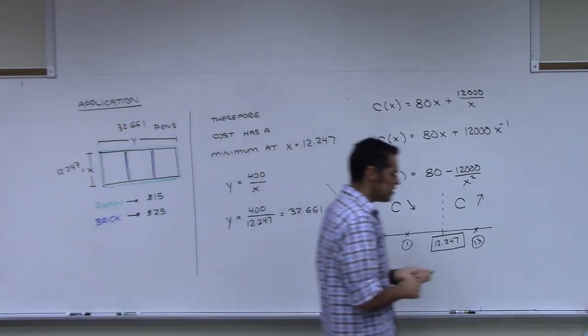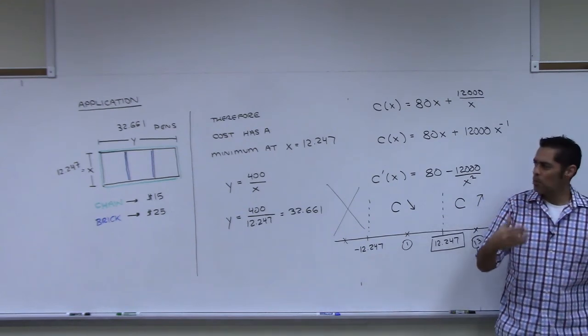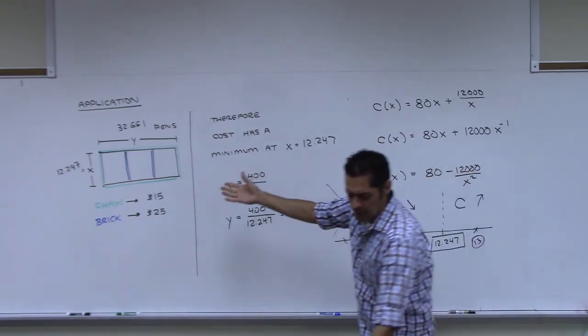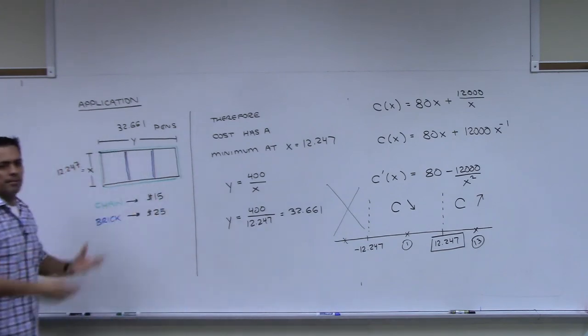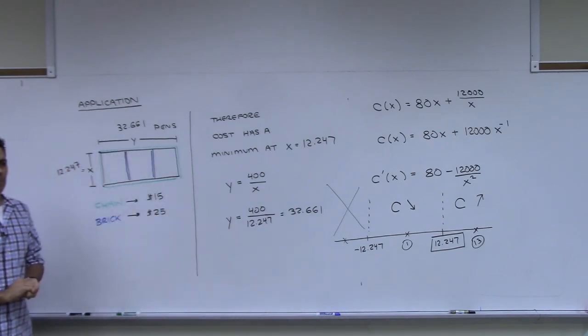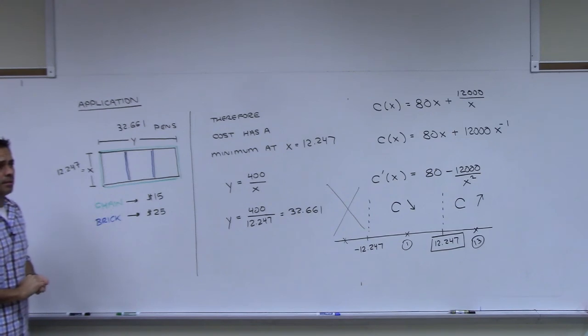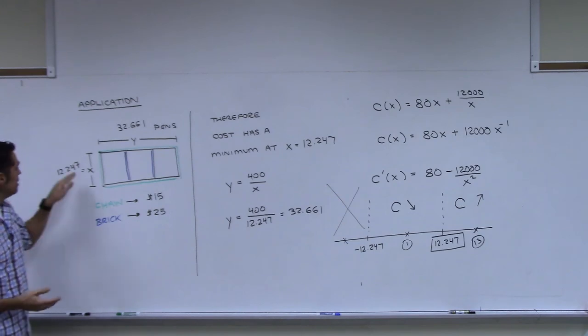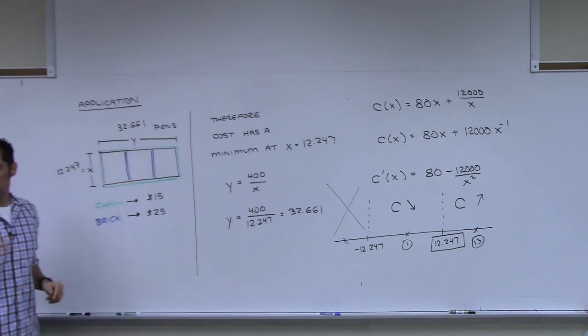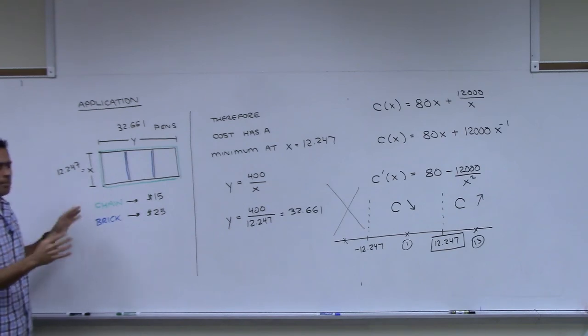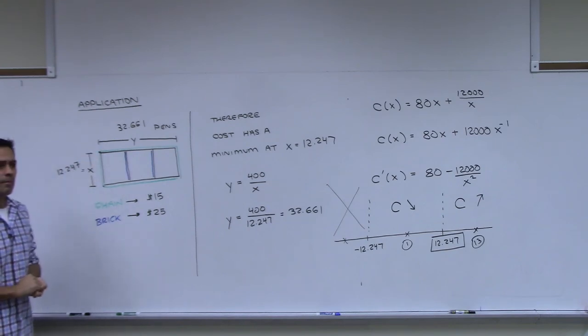Now, can somebody summarize, like tell me in words, what this means? If we build it this way, it'll be the cheapest way to build it, right? And we will still maintain an area of 400 square feet. If we don't believe that, take this number and multiply that times that number. If you multiply these together, you're going to be close to 400. We round it a little bit, so it'll be close, right?